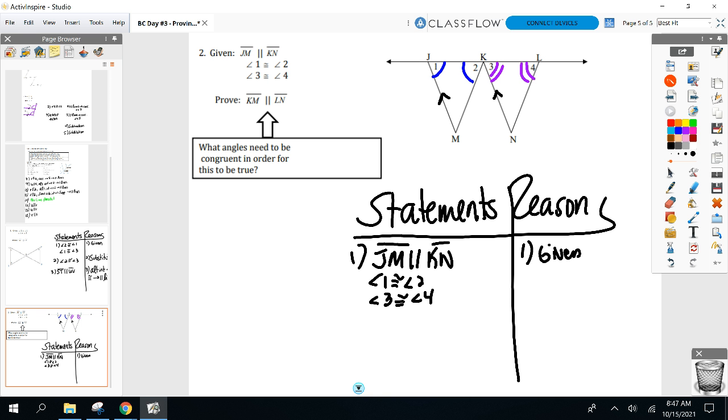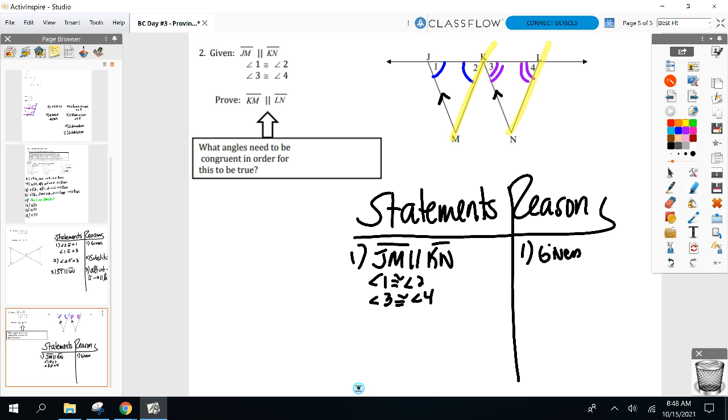If I need KM parallel to LN, everyone look at KM and LN. Can you find a special pair of angles that are formed by KM and LN? Because I want to break this proof down even simpler. If KM is parallel to LN, can you find a pair of angles up there that would be congruent if KM and LN were actually parallel? KM and LN, the ones we're trying to prove parallel.